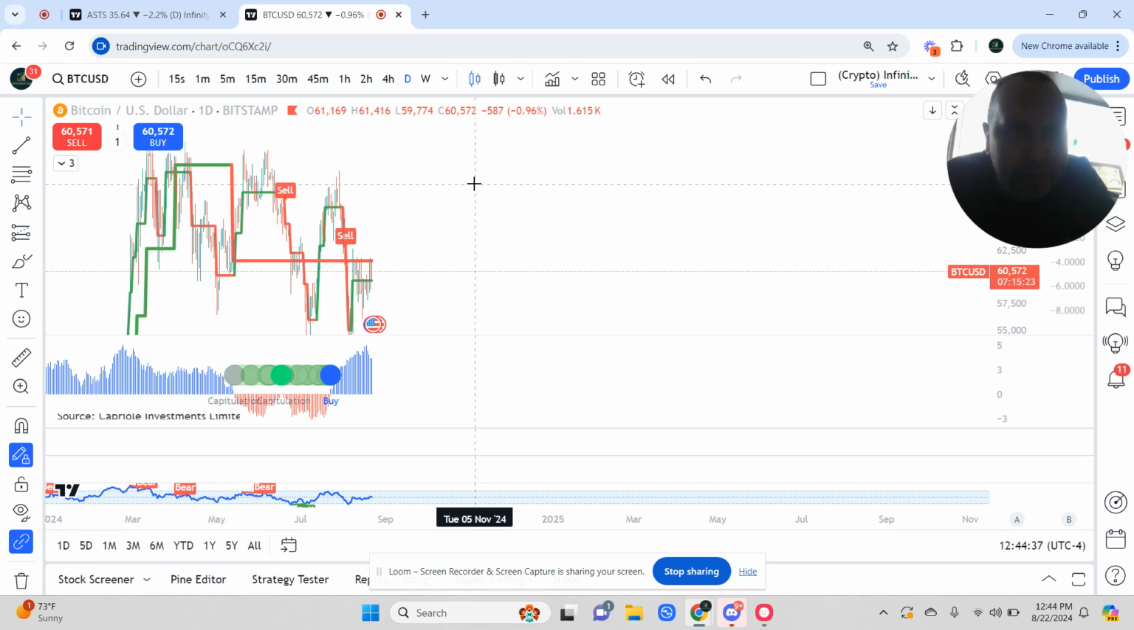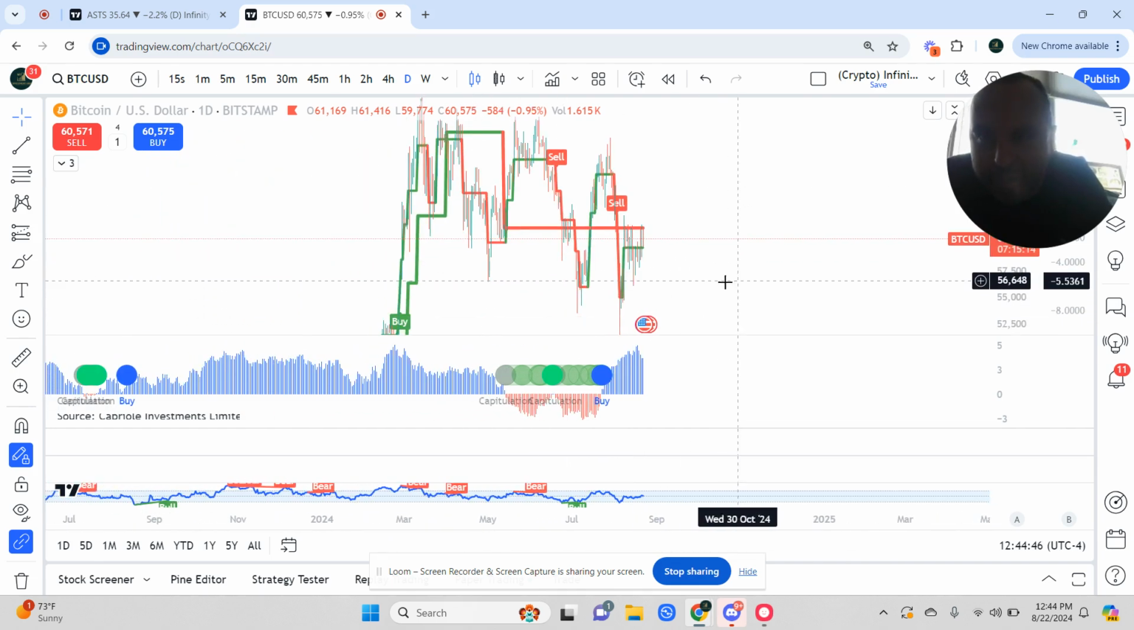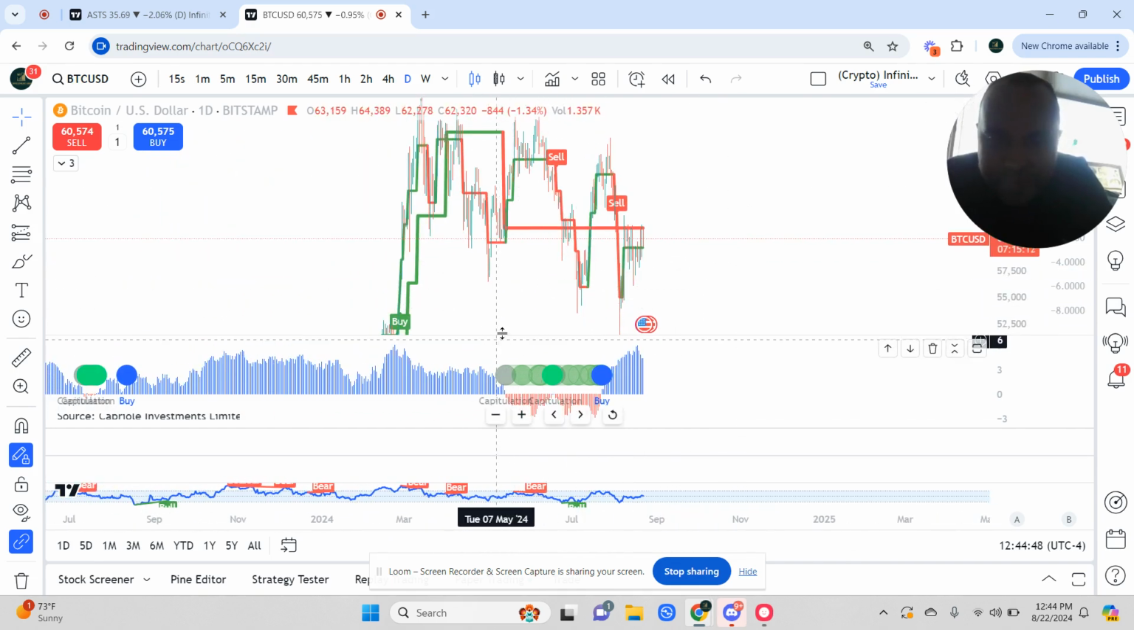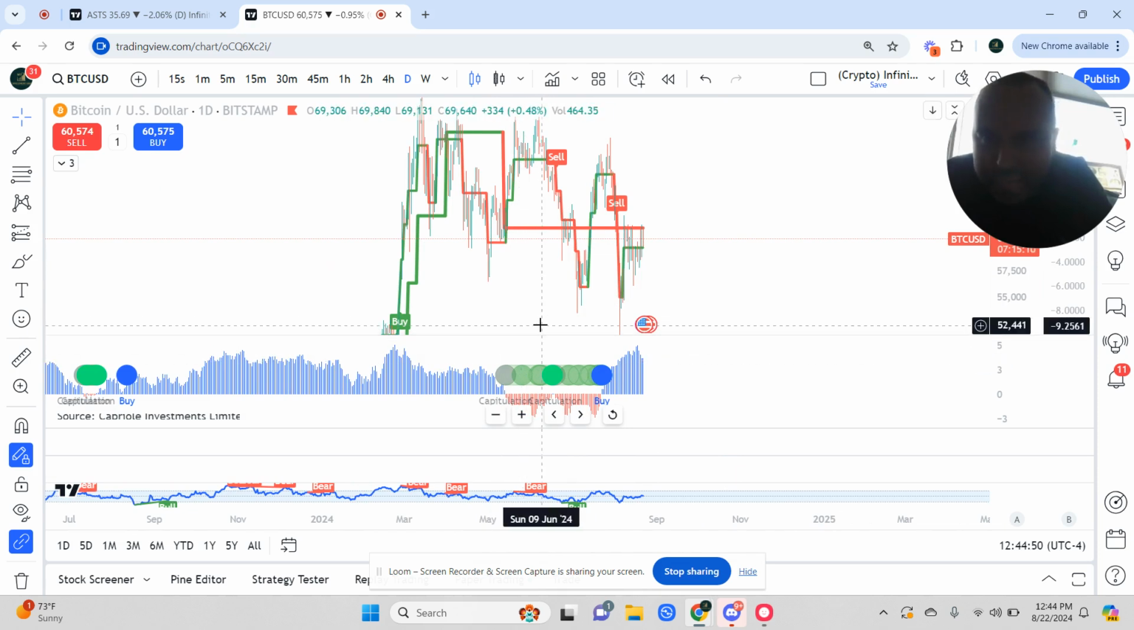The way I found this, and the way that I am kind of showing you how I found this, right? What am I doing? I'm just going back and looking at previous price action, and I'm looking for instances where there is a near perfect or a high level of accuracy when these things happen.